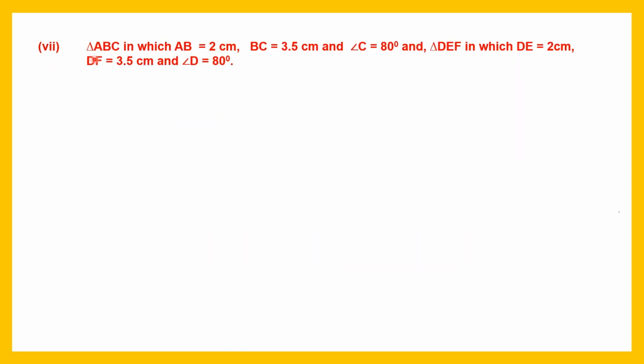Question 7. Triangle ABC in which AB is 2 centimeters, BC is 3.5 centimeters and angle C is 80 degrees, and triangle DEF in which DE is 2 centimeters, DF is 3.5 centimeters and angle D is 80 degrees. Now there are two triangles. We have to say whether they are congruent or not. So let's draw figures to help us understand this better.